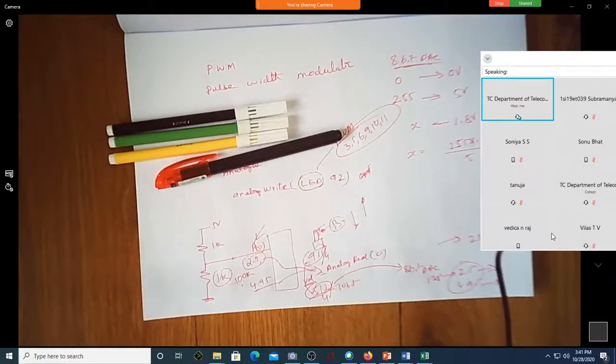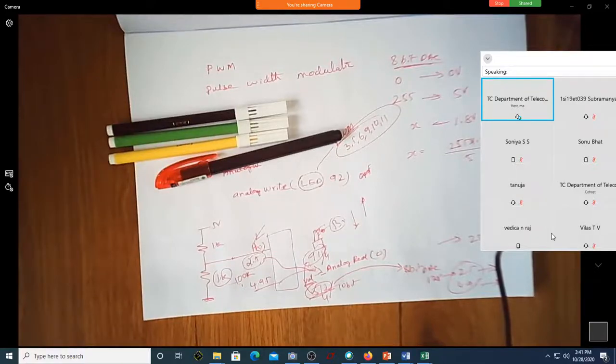Okay, sir. Just clarify your doubt. Make your doubt clarified. If we get 1024, then I was not getting. See here, the analog read value can never exceed 1023 because the number of bits is only 10. So it is 0 to 1023. It will never go beyond that.